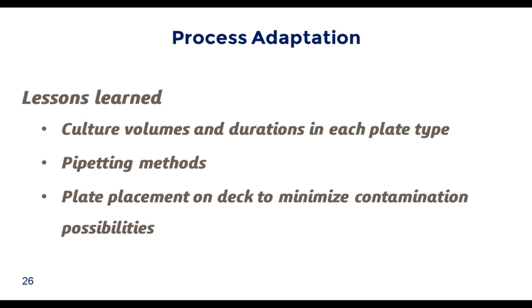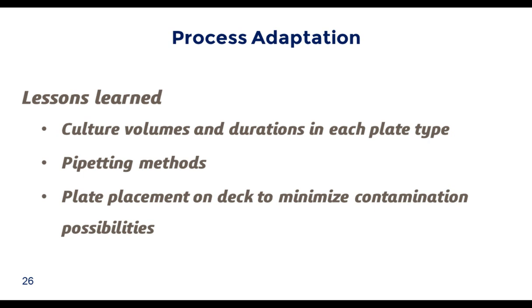As previously described, your workflow needs to be adapted to the automated platform. During that process, there were lessons learned. Culture volumes and durations for optimal growth in each plate type were determined. Pipetting methods were written and optimized for speed, and techniques such as air gaps and tip touching added where necessary. Plate placement on deck was modified to minimize contamination possibilities. Plate locations on the liquid handler deck were selected where the pipetting head would cross over the least amount of culture area during handling.